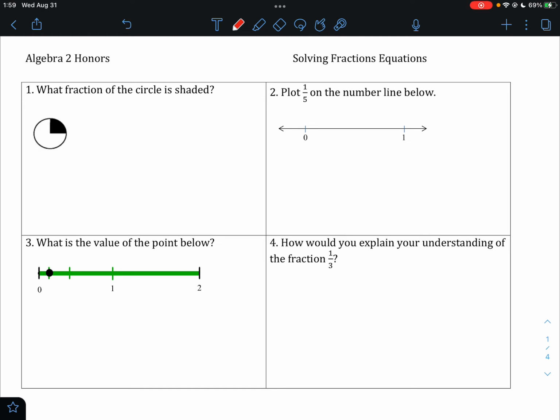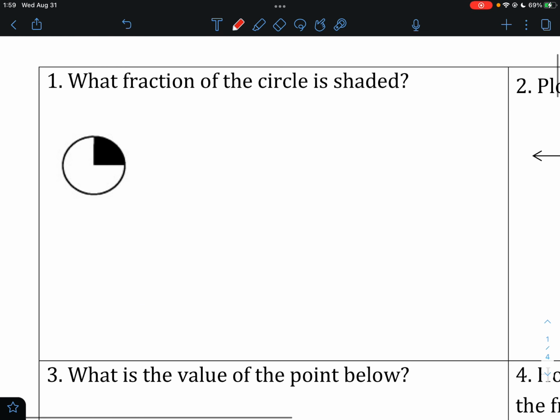Okay, so first problem here: what fraction of the circle is shaded? Obviously this is not perfect, but it looks very much like this is going to be a quarter. So 1 out of 4 is shaded.